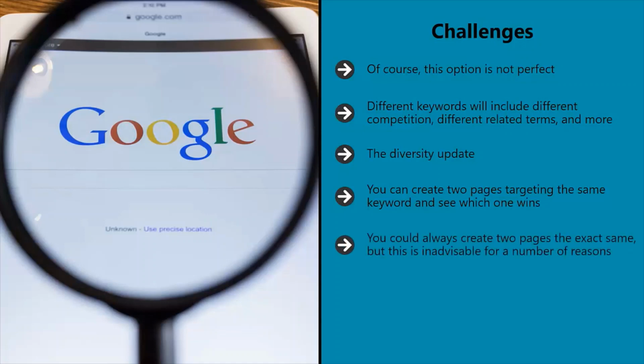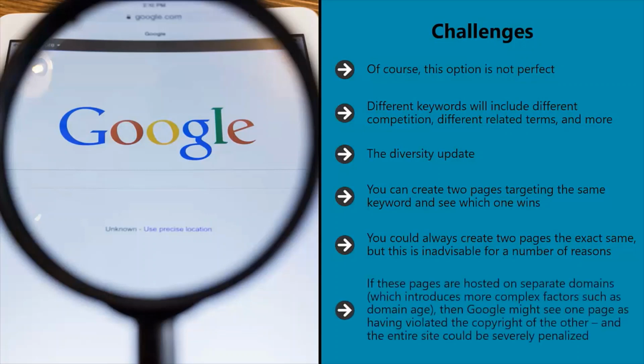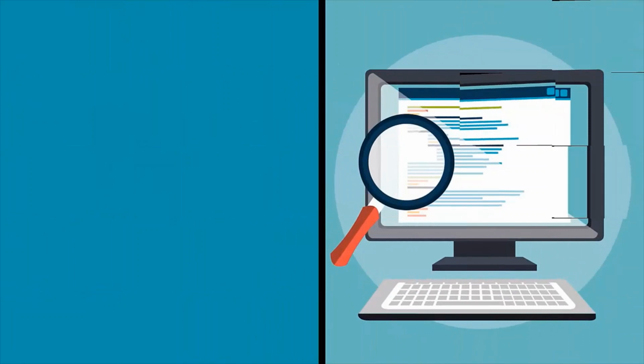You could always create two pages the exact same, but this is inadvisable for a number of reasons. Firstly, Google will see a precise duplicate page as being worthless and might even penalize the page. Google doesn't want its users to repeatedly stumble upon the same content, and so it won't rank it. If these pages are hosted on separate domains, which introduces more complex factors such as domain age, then Google might see one page as having violated the copyright of the other, and the entire site could be severely penalized.